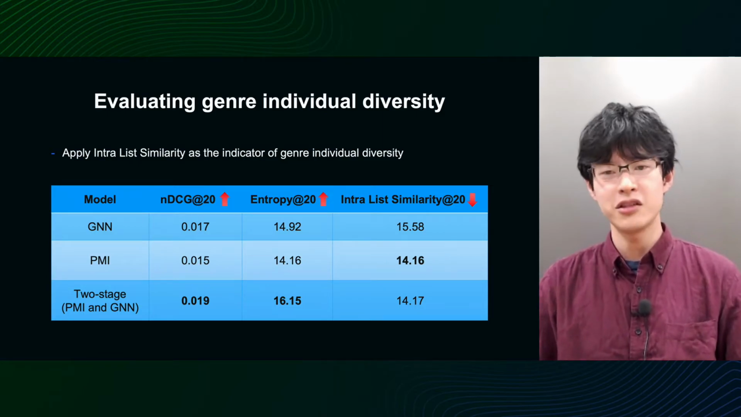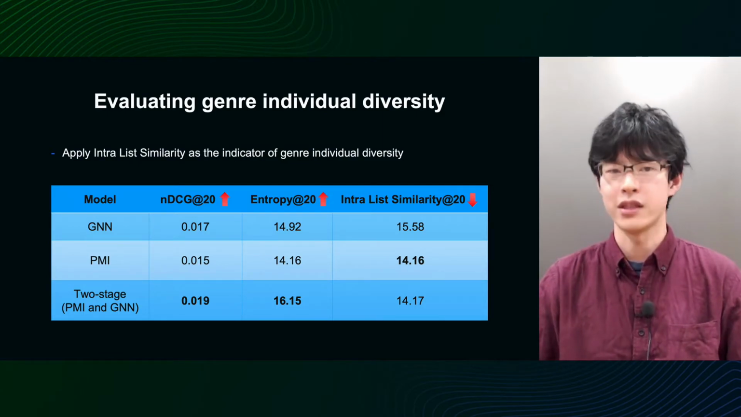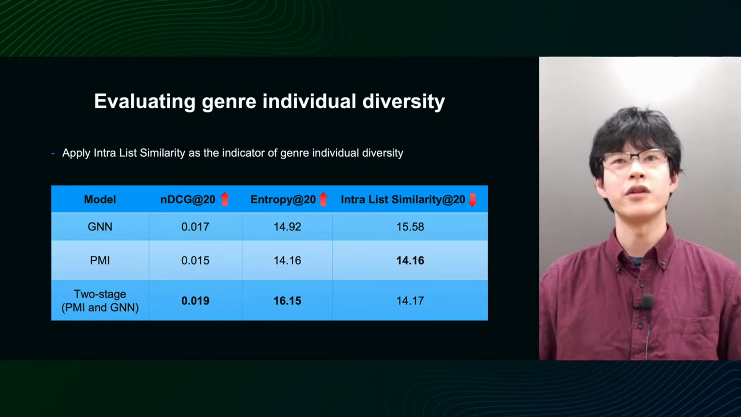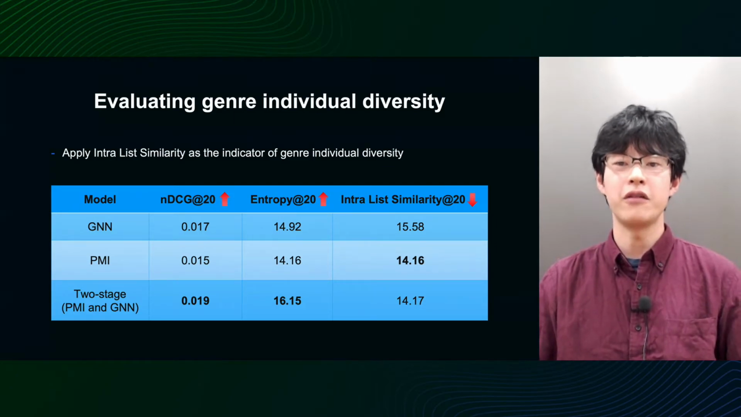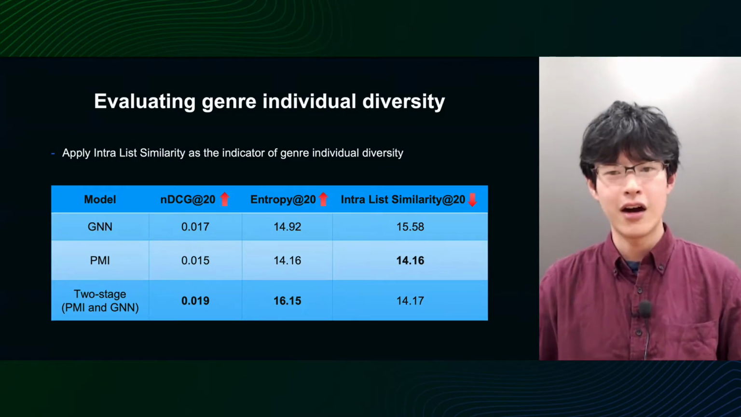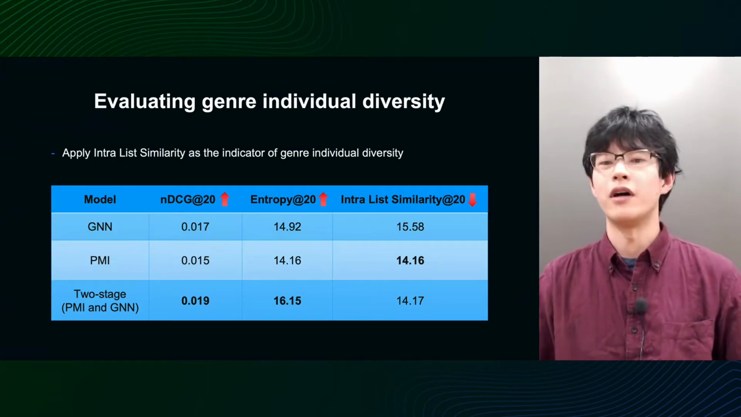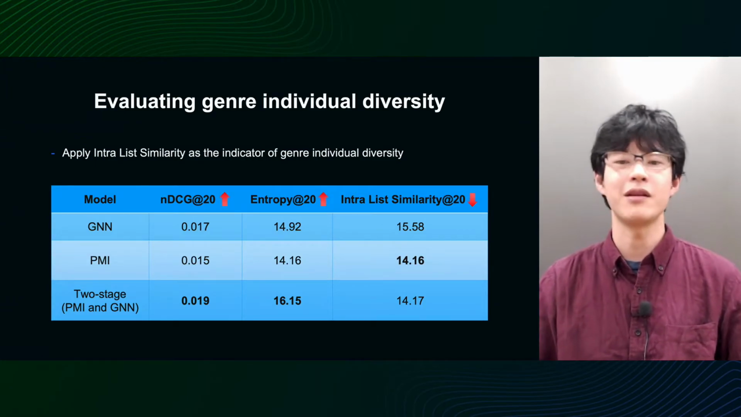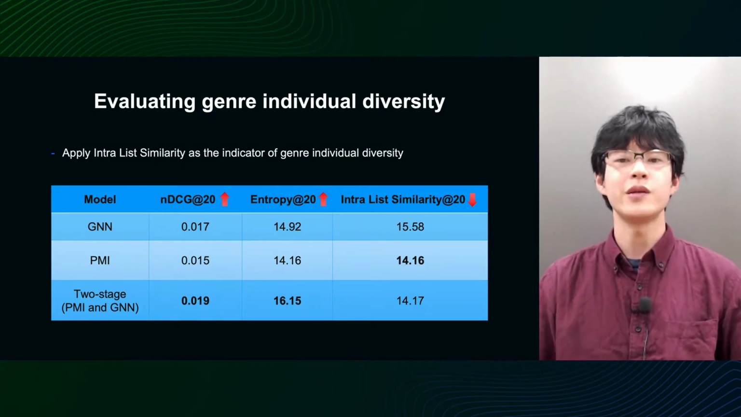In addition to NDCG and entropy metrics that I mentioned earlier, I added a new metric called intra-list similarity. This is an indicator that shows how similar the items in the recommendation lists are. For now, it is better if they are not similar, so the smaller the value of this indicator, the better.